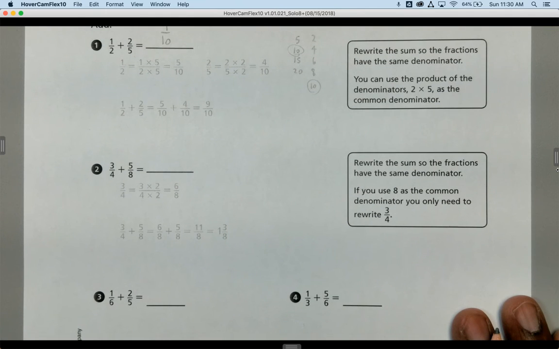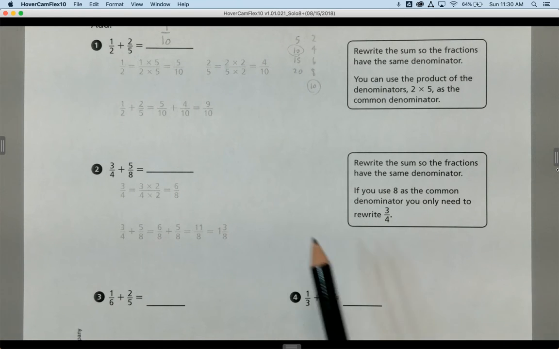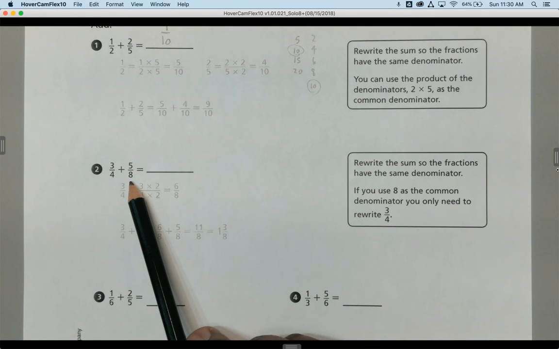Moving on to the next one, 3/4 plus 5/8. Let's start with the larger of the two denominators. In this case, it's 8. Ask ourselves the question, can 8 work for 4? In other words, can I take 4 and multiply it by something to get 8?